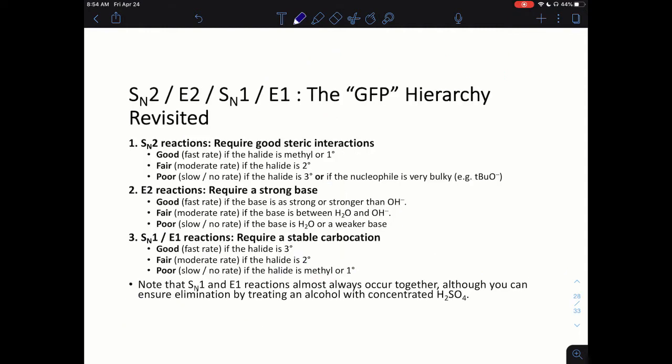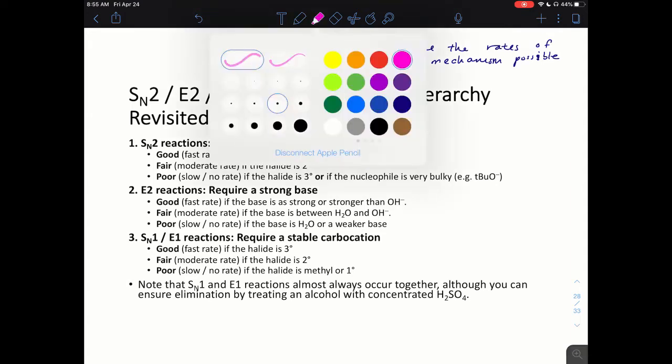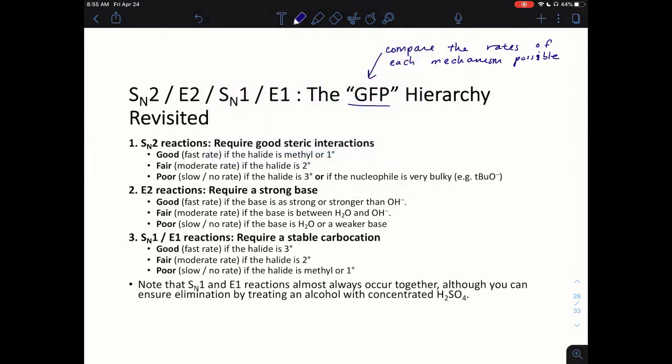When we were assessing the relative rates of SN2 and E2, we used this good, fair, poor method. And this just is a way to let you compare the rates of each of the reaction mechanisms. And then you're going to choose the faster one. And the faster one is the one that is going to be observed. You know, more than one might occur, but you're going to observe the one that's faster. And I have tried to distill this to the most important factor that affects each rate. Of course, there are many factors that affect the rates of each reaction.